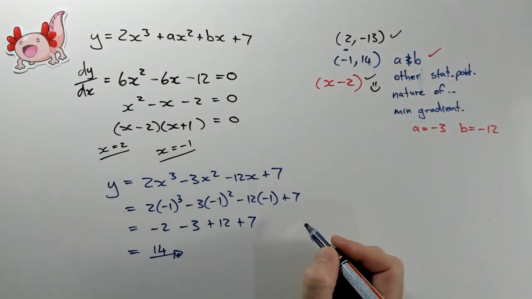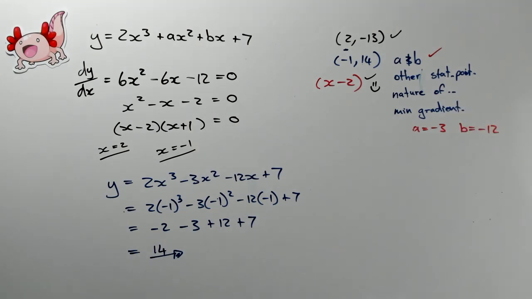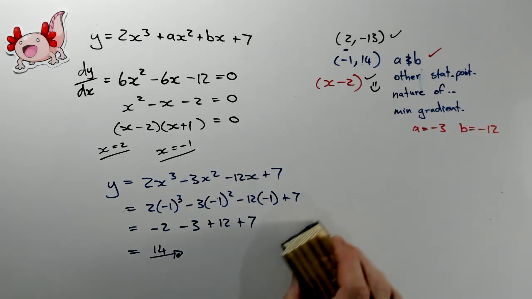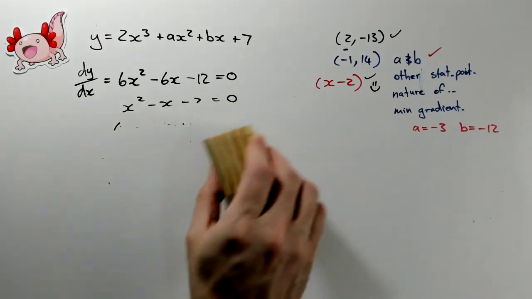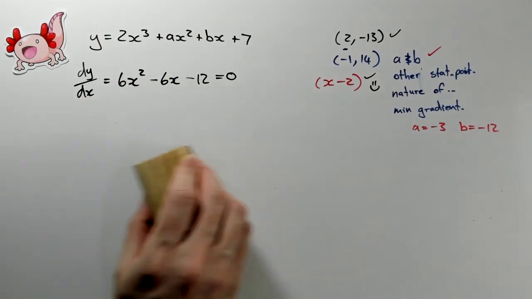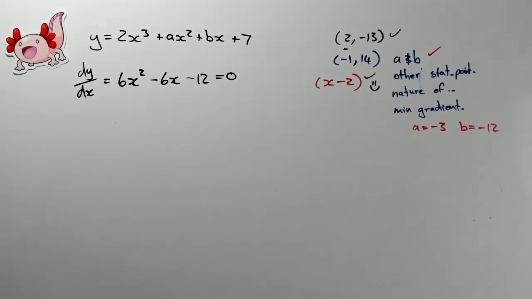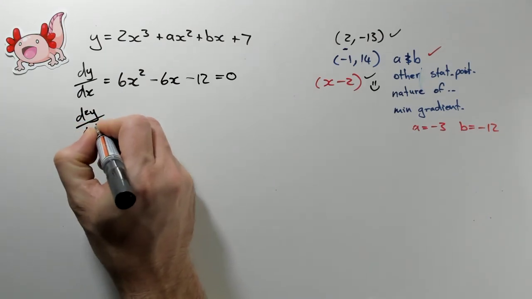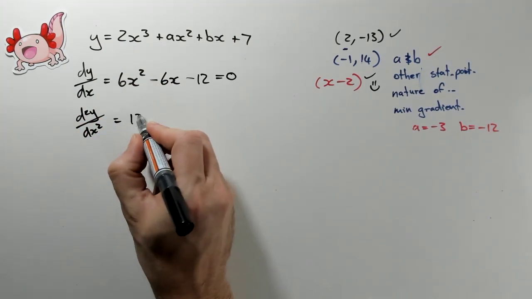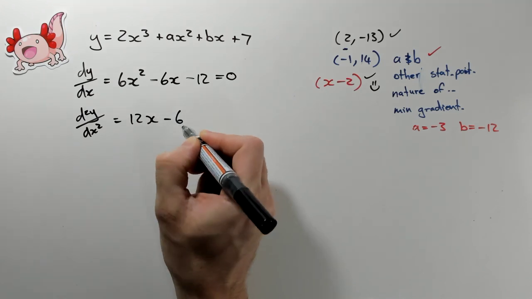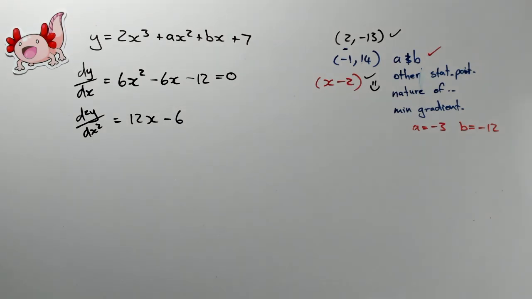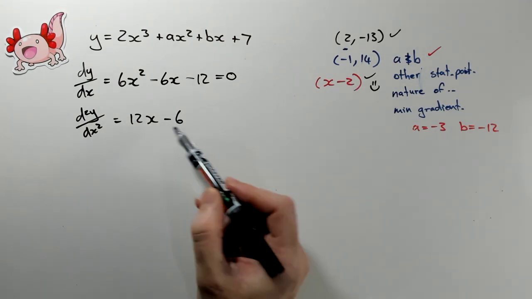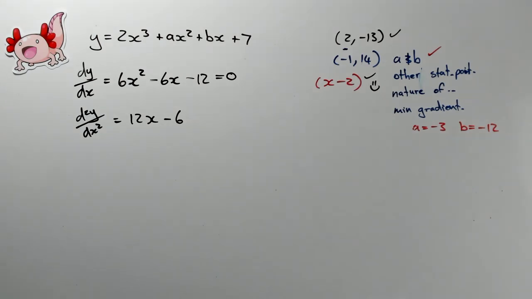14. And now we have to find the nature of these points. The simplest way to do that is just finding the second derivative, because this is going to be very easy to derive again. So d squared y by dx squared is going to be 12x minus 6. And now we just want to find out whether these would be positive or negative.